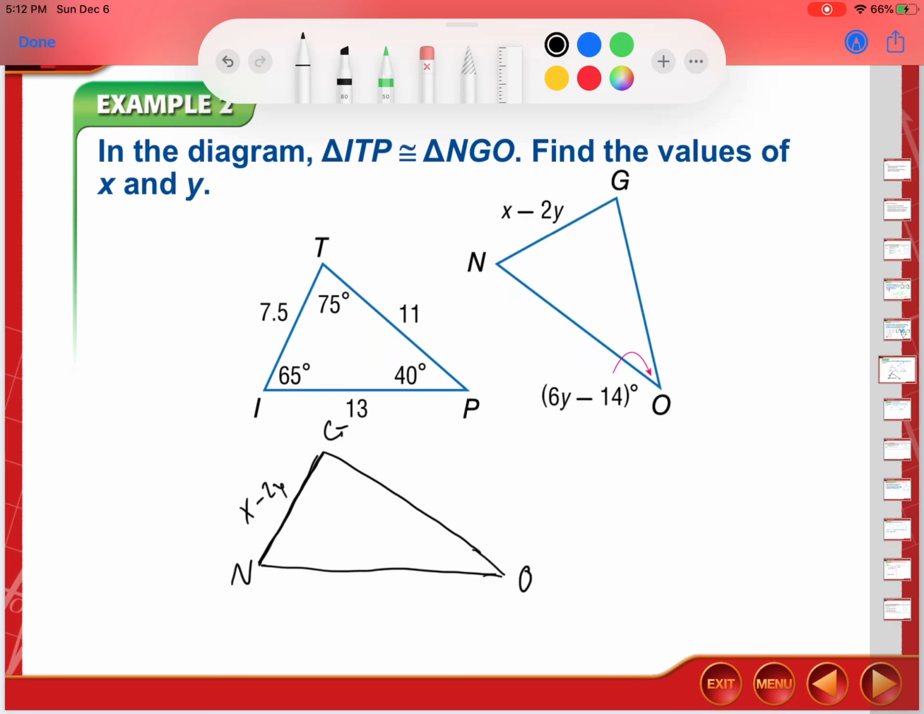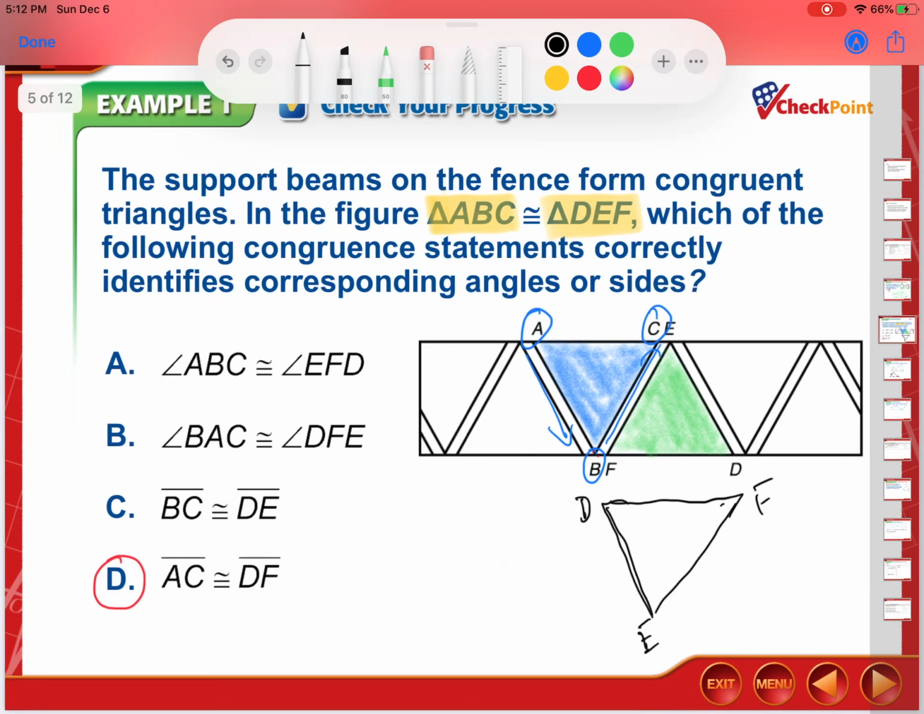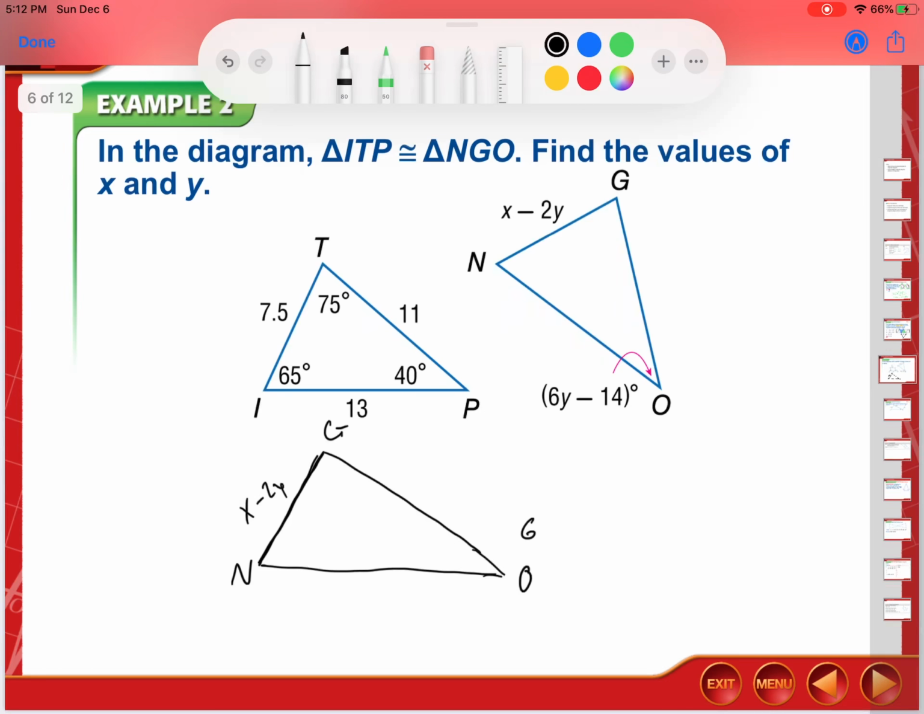So the way we're going to label this is NGO. And then I'm also going to erase all of that because we don't need that anymore. I'm going to copy the labels down as well. So side NG would be x minus 2y. And then angle O would be 6y minus 14, this angle here. They want us to find the values for x and y. The easiest way to do this is to set up the corresponding parts, because they're going to be congruent.